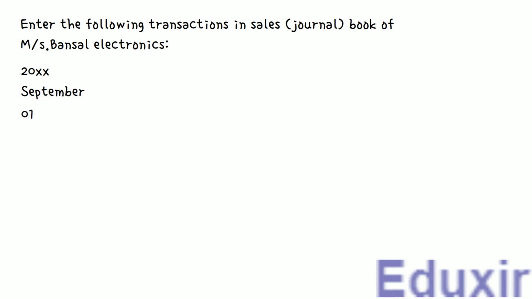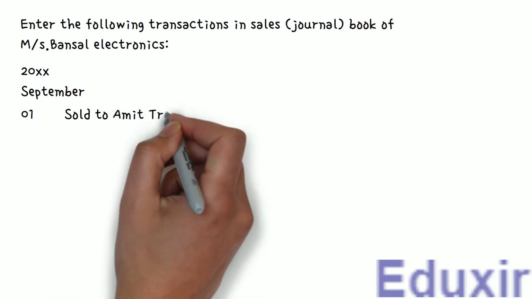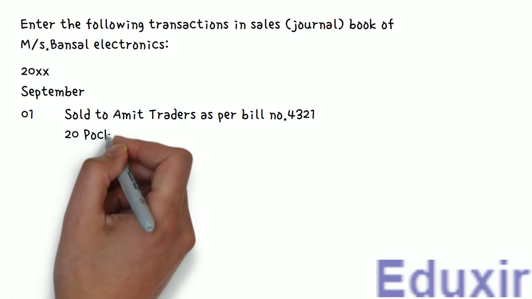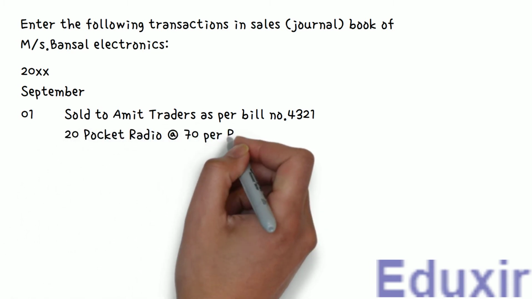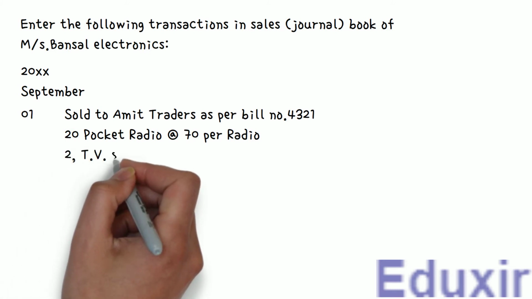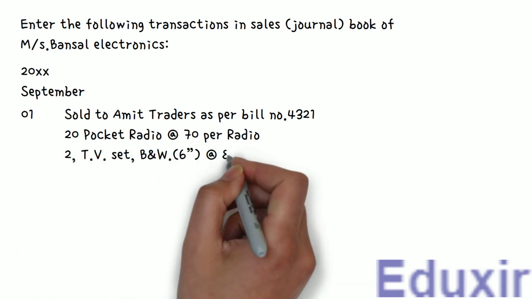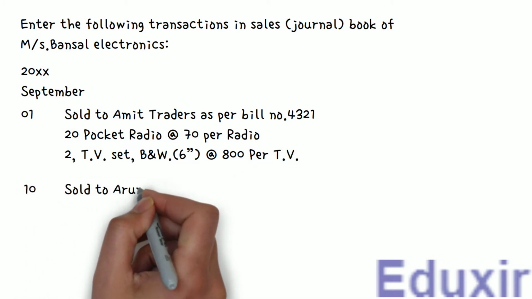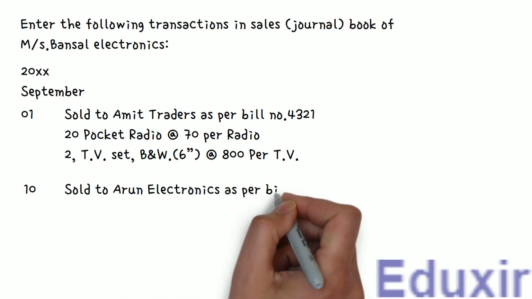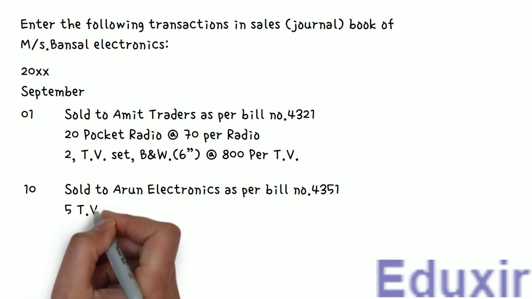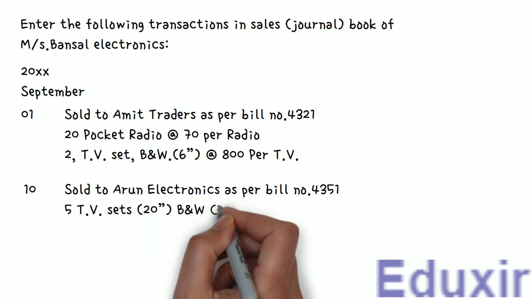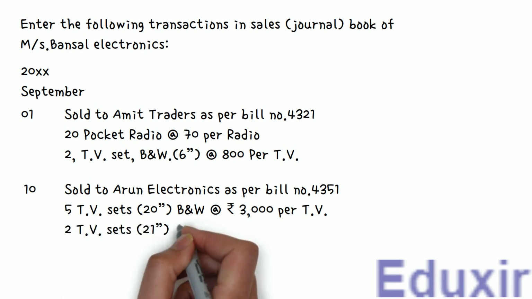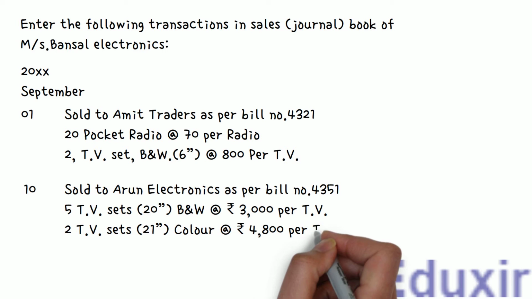On 1st September, sold to Amit Traders as per bill number 4321, 20 pocket radio at the rate of 70 per radio. 2 TV set black and white 6 inches at the rate of 800 per TV. On 10th September, sold to Arun Electronics as per bill number 4351, 5 TV sets of 20 inches black and white at the rate of 3000 rupees per TV. 2 TV sets of 21 inches color at the rate of 4800 rupees per TV.